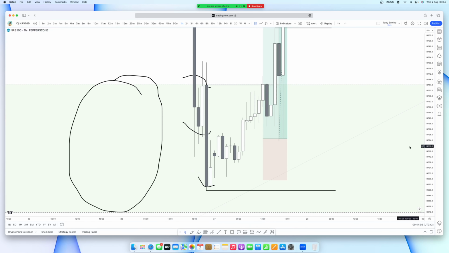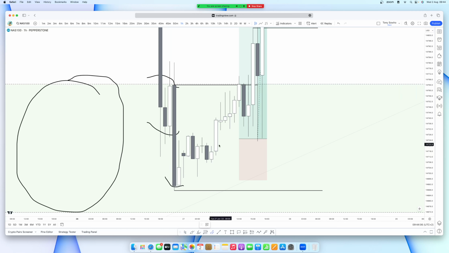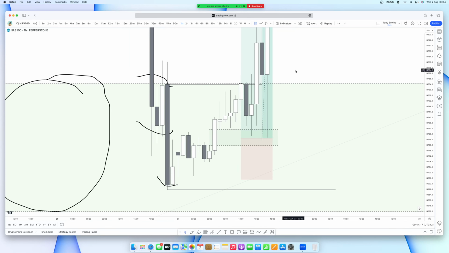And then I saw, just like the daily time frame, I also saw it on the 1 hour. This was an imbalance here. From this area here to this area here was an imbalance. And I knew, because I know how to trade the imbalance, that price was going to come back down.